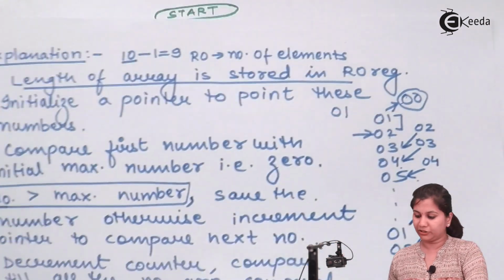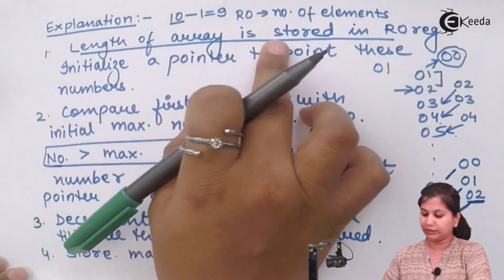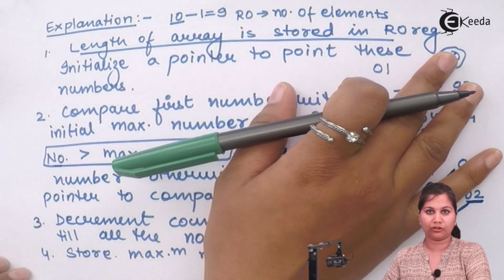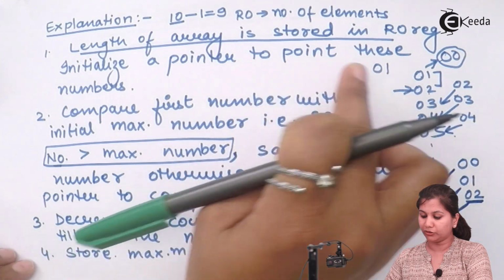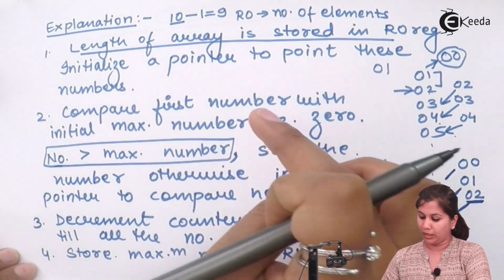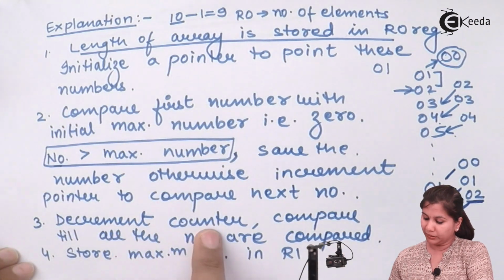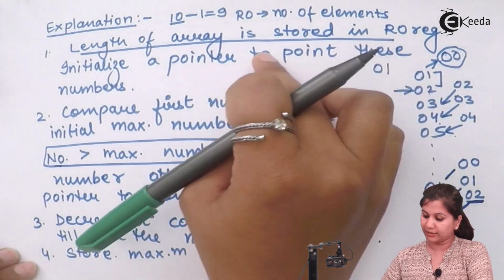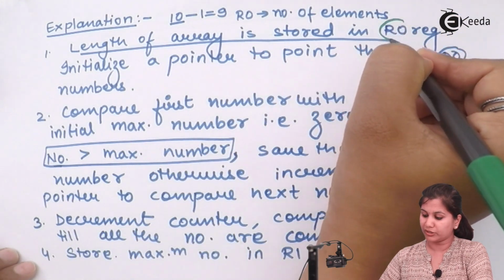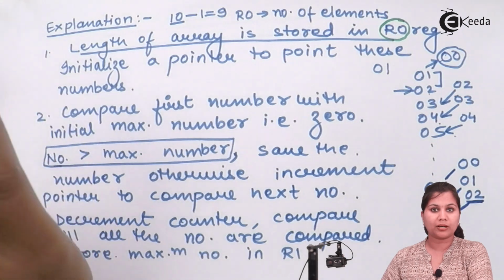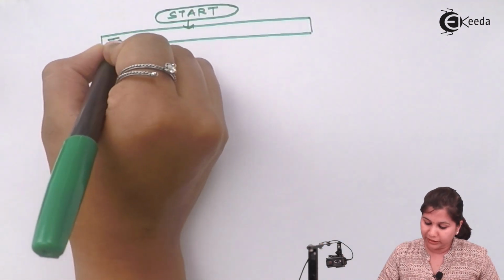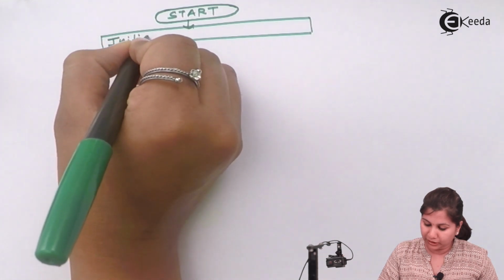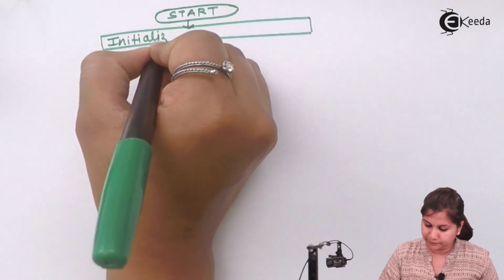in the explanation I have said that first of all the length of the array is stored in the R0 register. Also we have to initialize a pointer to point to these numbers, and the counter is also to be initialized because this counter will store the R0 register value, that this many numbers are stored here. So in the first step we will initialize all the pointers and the counters.